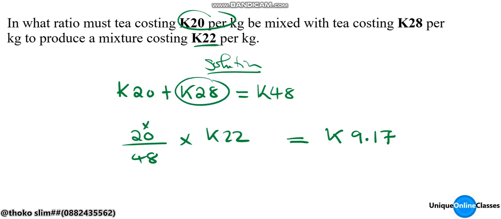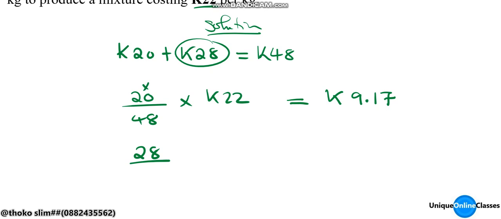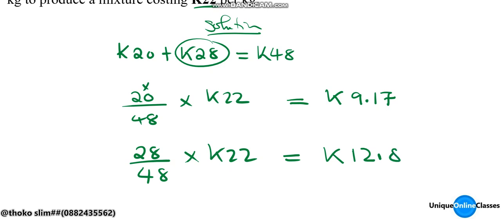So to find the ratio of the other one, it equals 28 over 48 here, times the cost of the mixture, which is 22. So if you multiply 28 and 22, then divide by 48, the answer is 12.83.